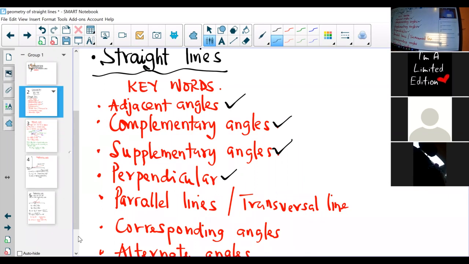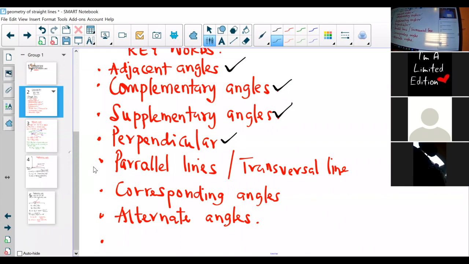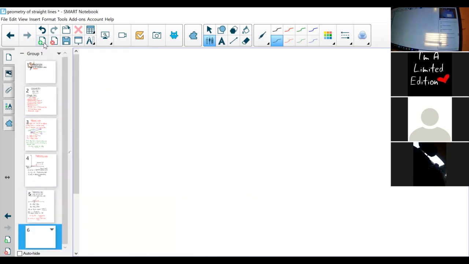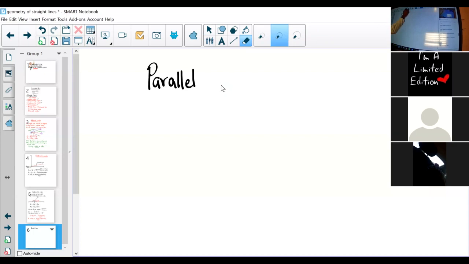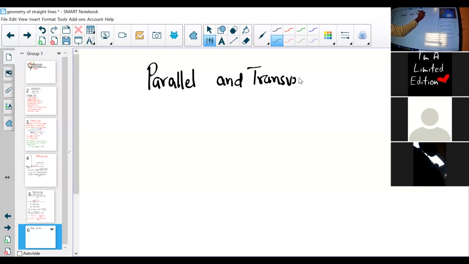All right, so today let's look at these 3. Let's look at parallel, corresponding, alternate angles. So we look at the 3 for today's lesson. All right, parallel lines, transversal line. Okay, so let's start from there. Parallel lines. Let me say parallel and transversal, because I'm just going to look at both at the same time. Parallel and transversal line.